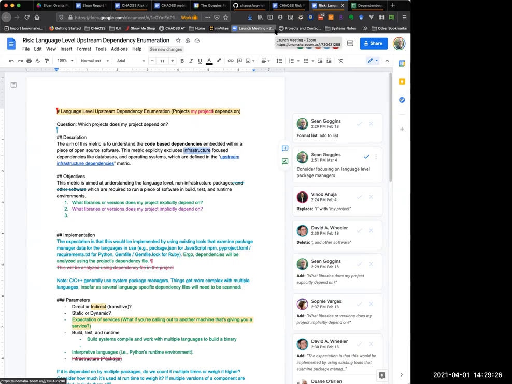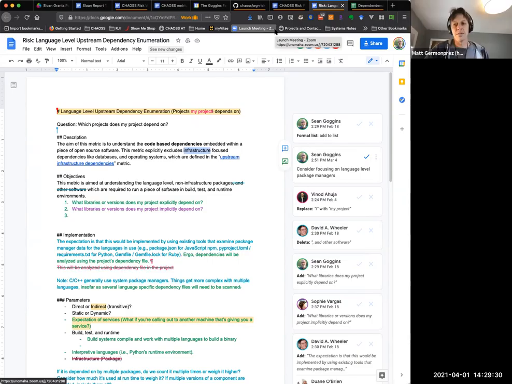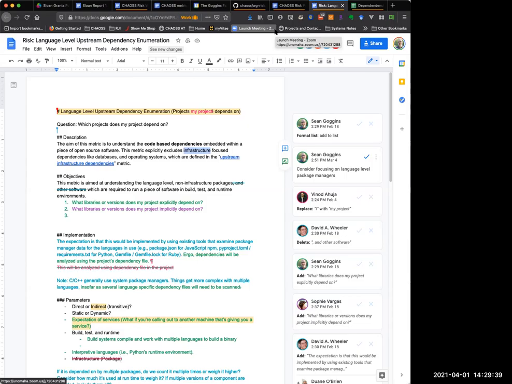I think language level is confusing more than anything else. Okay. We added language level because we wanted to clarify that we want to stay within, like, Java, if you're looking at Java. Right, but realistically, I think that belongs in the definition or the description, that you're limiting it to within a language. Language level itself is not a commonly understood term.